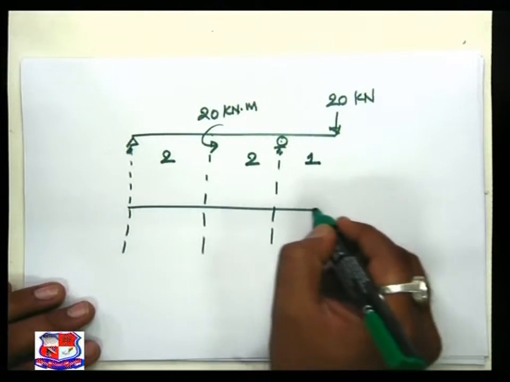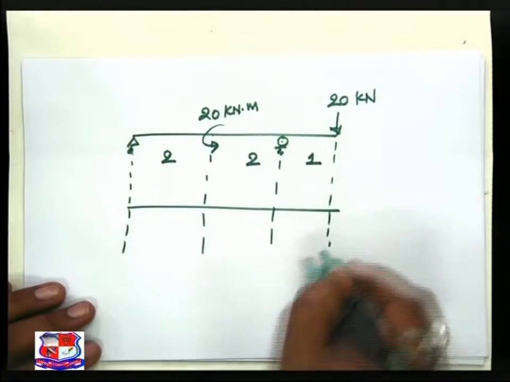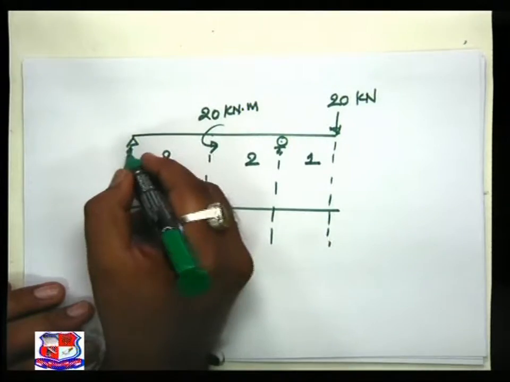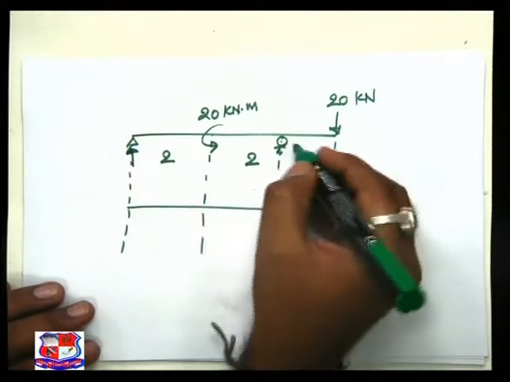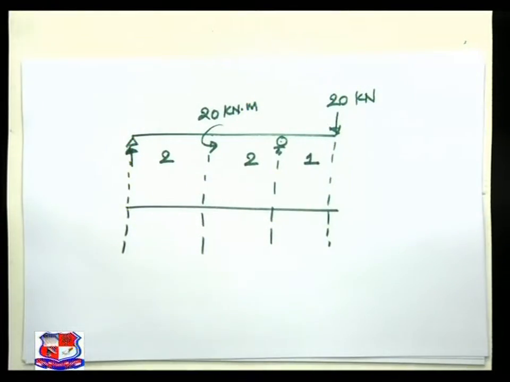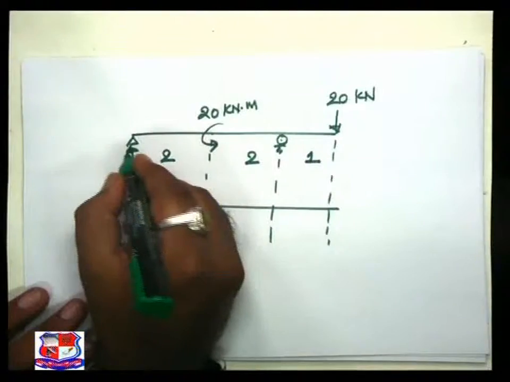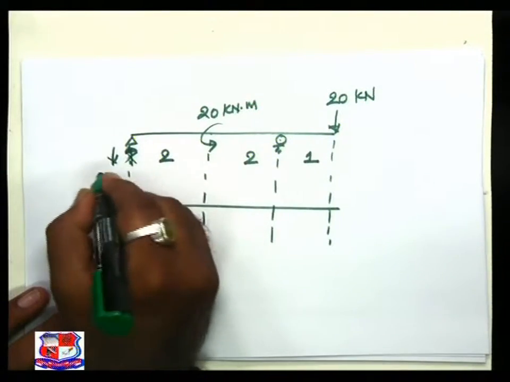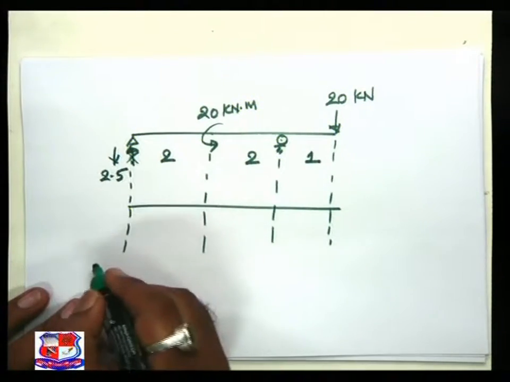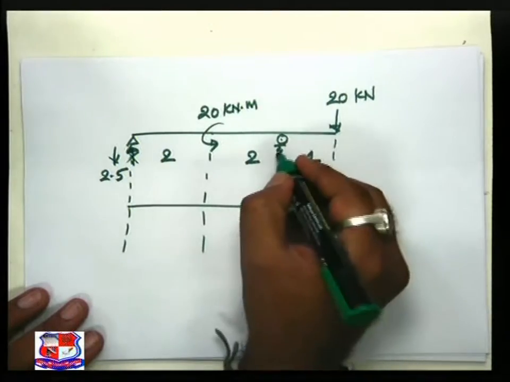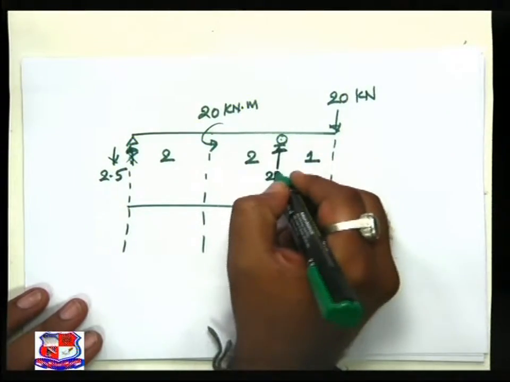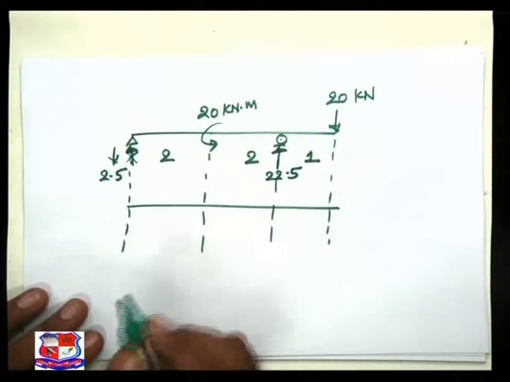Baseline. This reaction is known to us. The reaction RB is 22.5, RAV is -2.5. So we know over here downward direction 2.5. We know this is up 22.5.